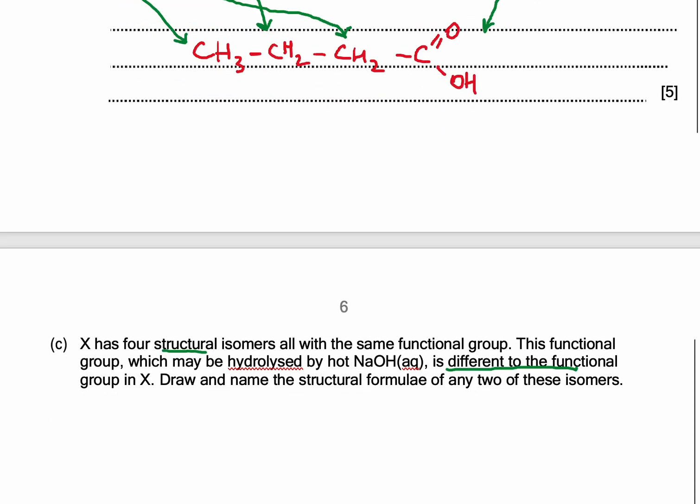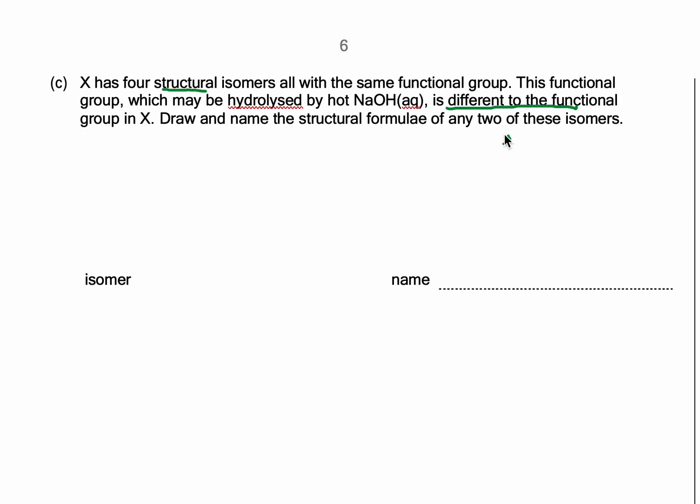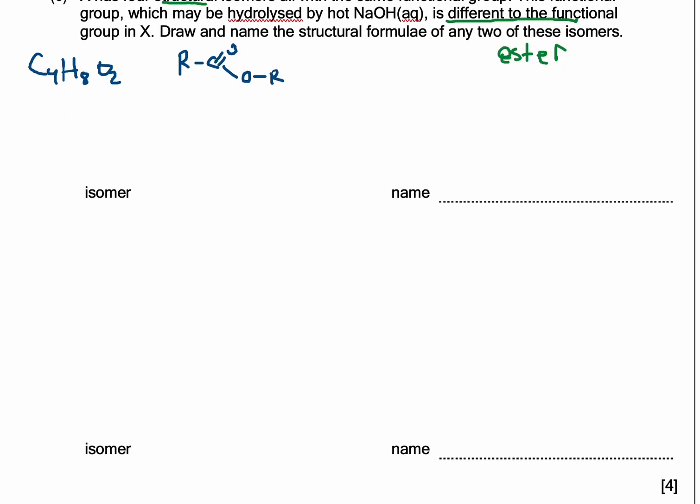The functional group isomer for carboxylic acid is ester. So you just construct an ester which has the molecular formula C4H8O2. Remember, the general formula for ester is R, C double bond O, single bond O, and R. It will be easy now. We can put here methyl, CH3, C double bond O, and then we need 2 carbons, so it will be CH2, CH3.